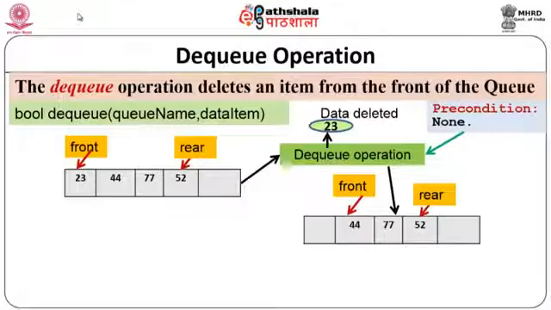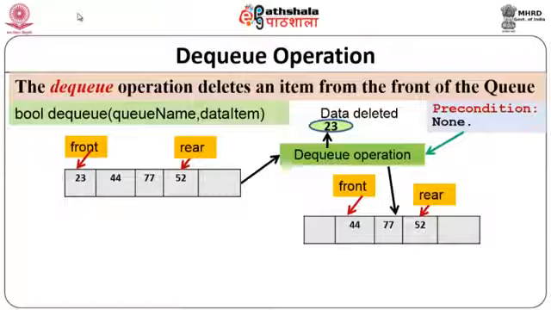Let us assume the original queue again has 23, 44, 77, 52, with front pointing to the position of 23 and rear pointing to the position of 52. Let us assume that is the original queue. Precondition, there is no precondition. Now, let us assume you call the DQ operation.